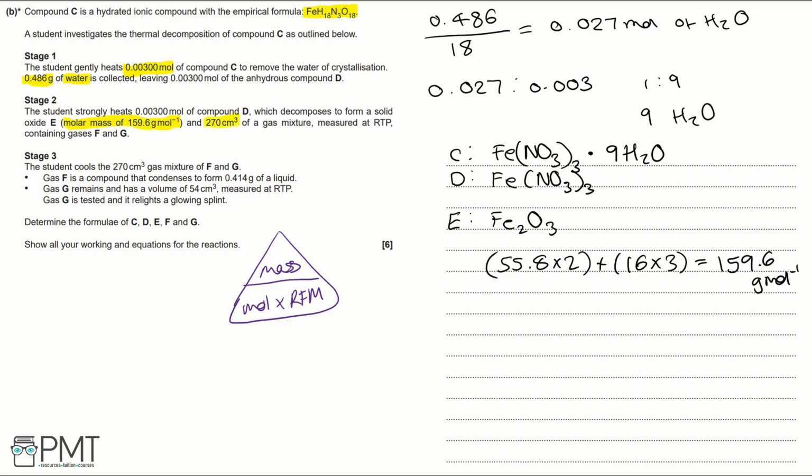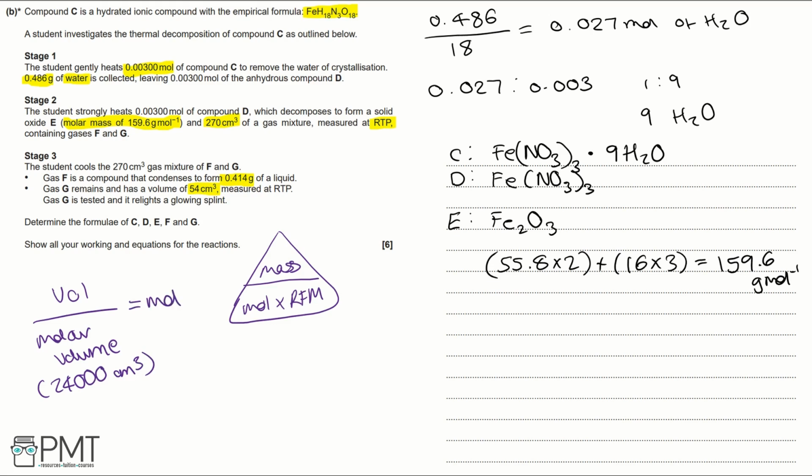So looking at the other key piece of information to find the formula of F and G, we're told that it's a 270 centimetre cubed gas mixture that's measured at room temperature and pressure. We've got 0.414 grams of gas F when it condenses to a liquid, and 54 centimetres cubed of gas G, because it remains a gas. So we're going to use the equation of volume over the molar volume. So the molar volume for centimetres cubed is 24,000 centimetres cubed, and that equals moles.